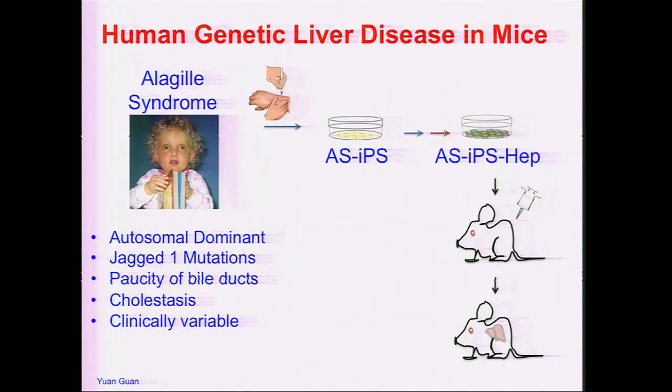And for today, I'll talk about Alagille syndrome. Some of you may have heard of it, but it's an autosomal dominant disease. In other words, you need one copy of it. And basically, you make a defective protein in the Notch signaling pathway, JAG1.